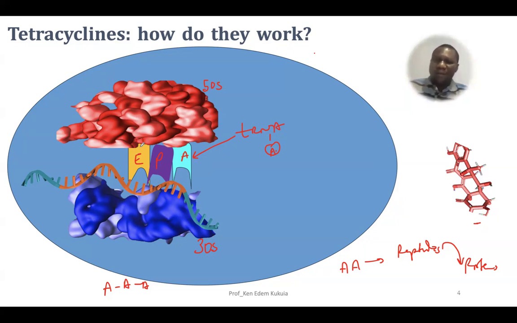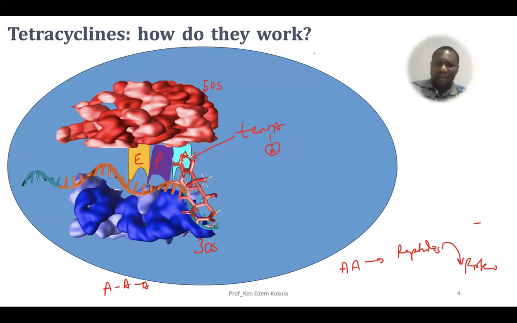Now, what the tetracycline does is that when you administer it and it enters the microorganism, it binds to the 30S ribosomal subunit at the A site, as you can see from the animation. So by binding to the A site, it will now prevent the tRNA, that is the transfer RNA, from bringing in any more amino acids.